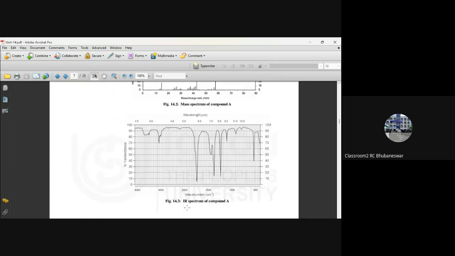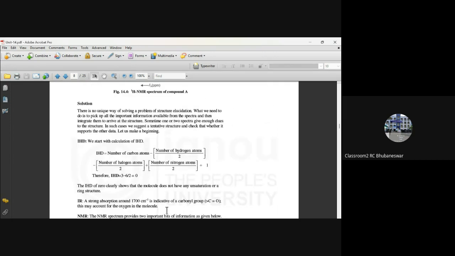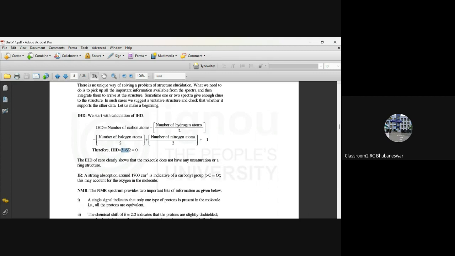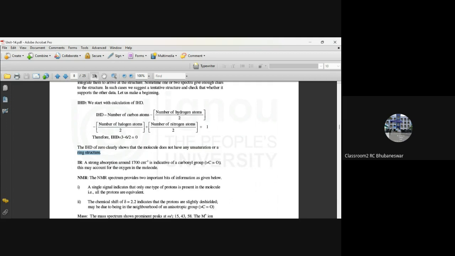C3H6O. So C3 is the number of carbon atoms, so it is 3. H6 is the hydrogen atoms, 6 by 2. Then no halogen atom and no nitrogen atom, so it comes to 3 minus 6 by 2. It comes as 0. It means it is not having any unsaturation or ring structure.